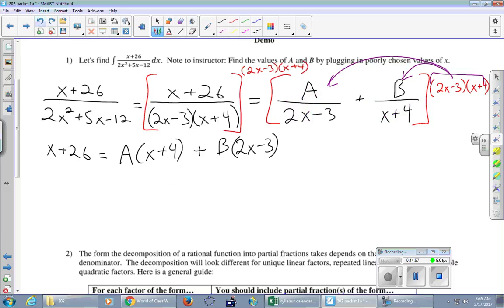Okay, here we are. All right, so we've got this equation. How many letters are in this equation? 3, A, B, and X. And we're trying to find A and B. X is a variable and A and B are constants to be determined.